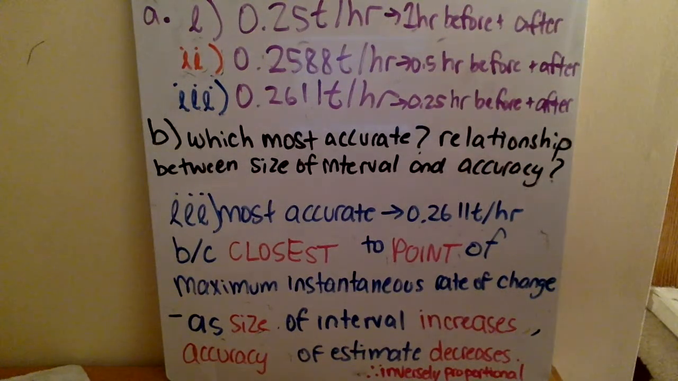What is the relationship between the size of the interval and the accuracy of the estimate? Well, as the size of the interval increases, the accuracy of the estimate decreases. Therefore, this is an inversely proportional relationship.